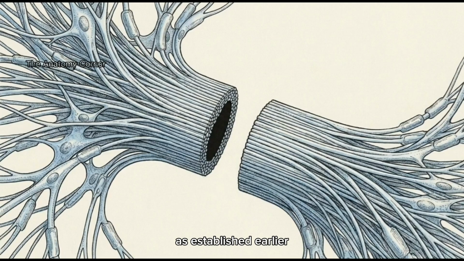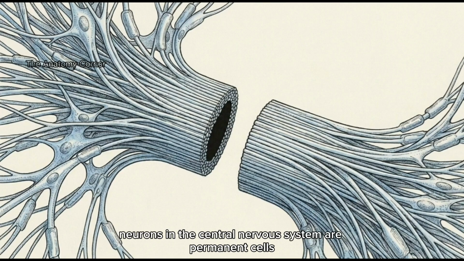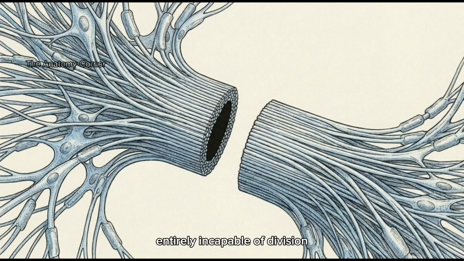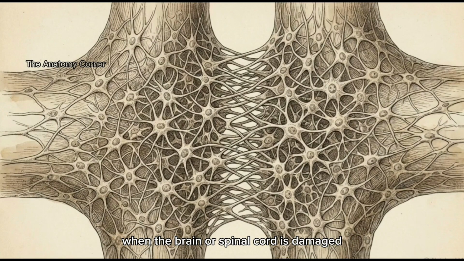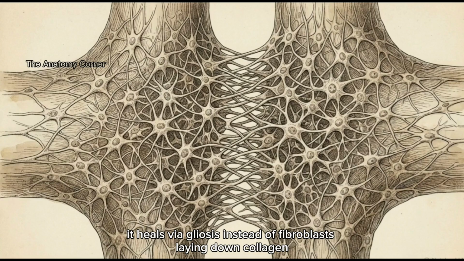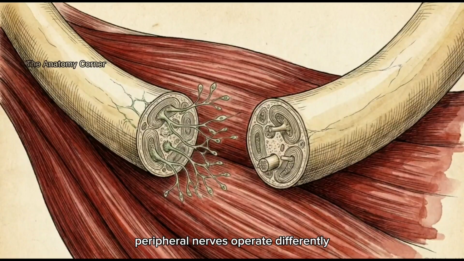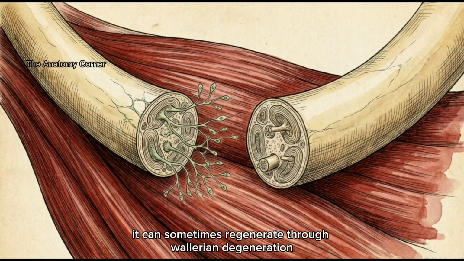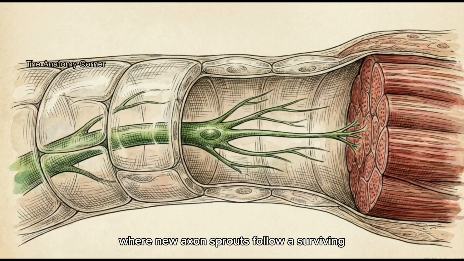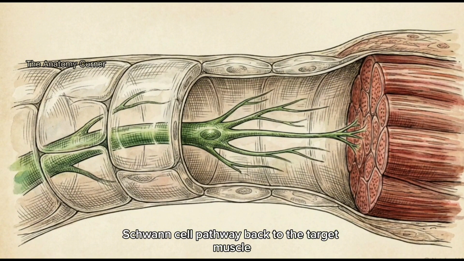As established earlier, neurons in the central nervous system are permanent cells, entirely incapable of division. When the brain or spinal cord is damaged, it heals via gliosis. Instead of fibroblasts laying down collagen, astrocytes rapidly proliferate to fill the gap, forming a functional brain scar. Peripheral nerves operate differently. If an axon is severed, it can sometimes regenerate through Wallerian degeneration, where new axon sprouts follow a surviving Schwann cell pathway back to the target muscle.